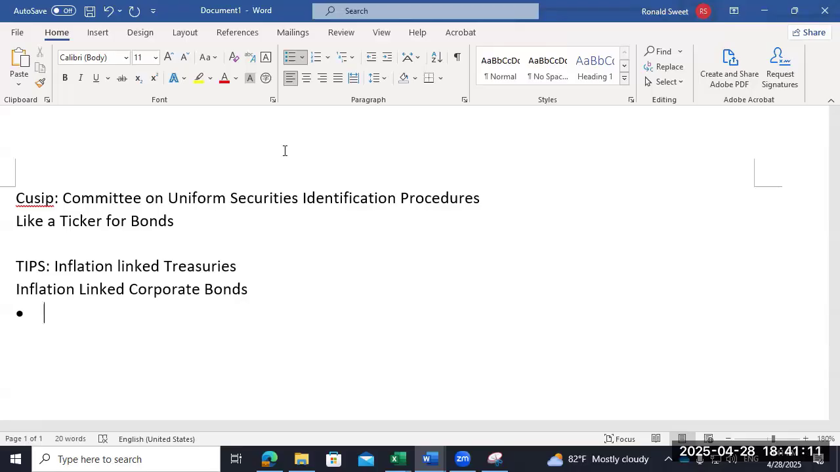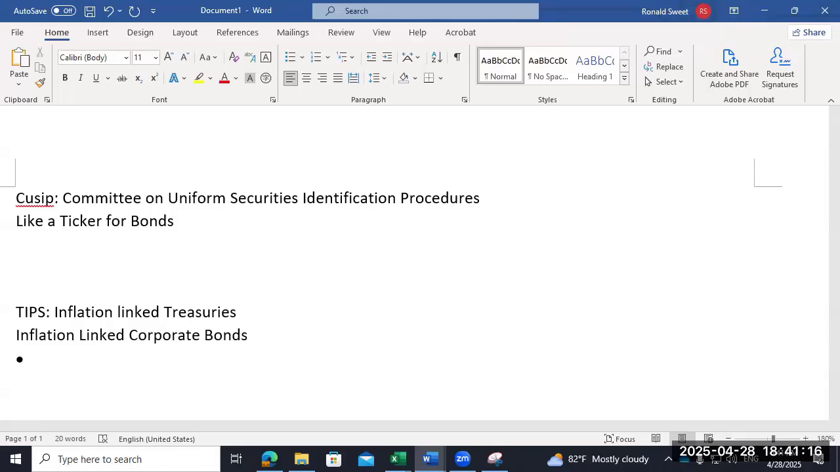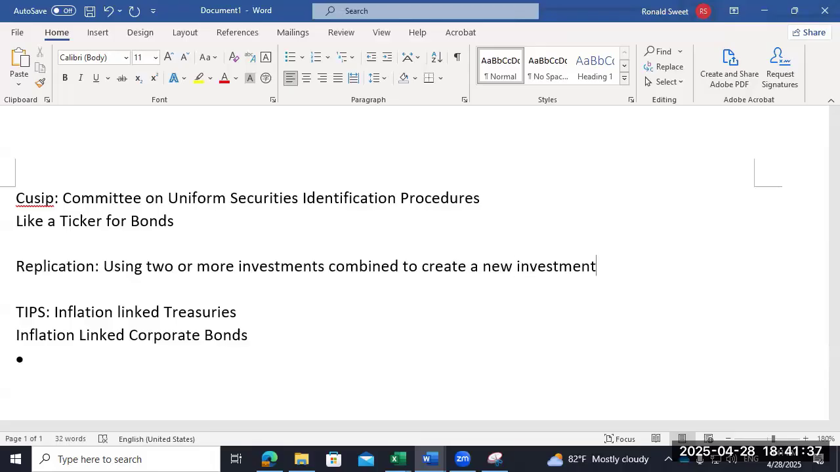In my investment class today, we talked about replication: using two or more investments combined to create a new investment. It's called replication. Is there any way we could create an inflation-linked corporate? So I really want to try this at USAA. Any ideas?